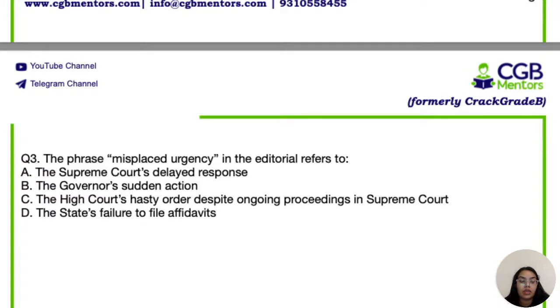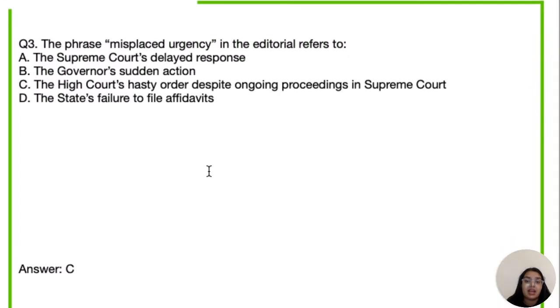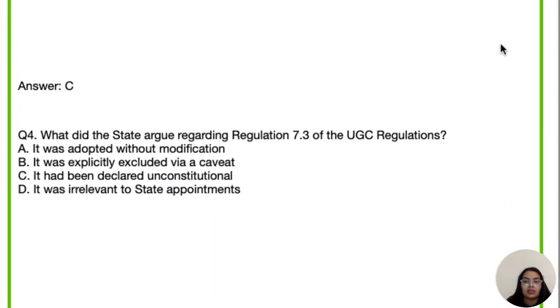Question number 3. Answer is C again. So the High Court's hasty order, just अभी हमने पढ़ा, despite ongoing proceedings in the Supreme Court, that's what the author is calling misplaced urgency, unnecessary urgency, or maybe not unnecessary but inappropriate, not well justified.